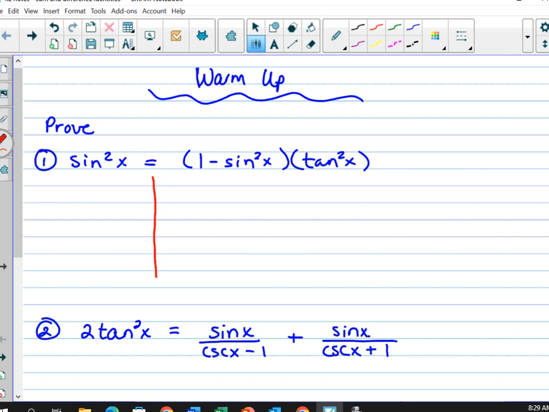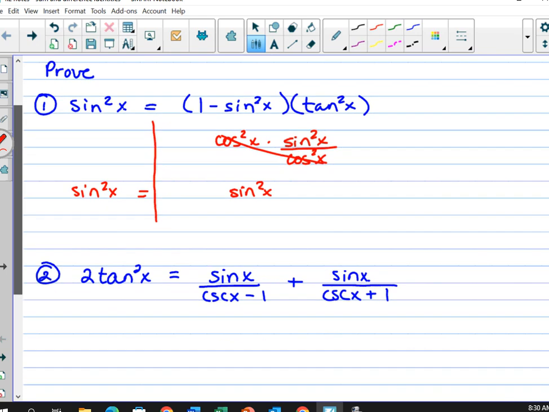All right, guys, we gotta start. Okay, so the first one, what is 1 minus sine squared? Cosine squared, right? And tangent squared is sine squared over cosine squared. Okay. Did we all get number 1? Yeah. Okay. How do we feel about number 2?